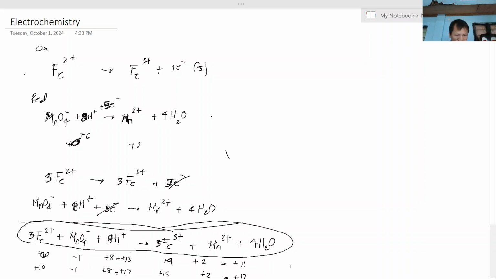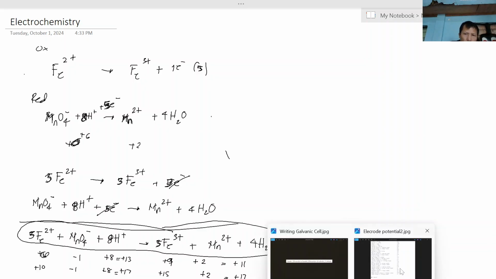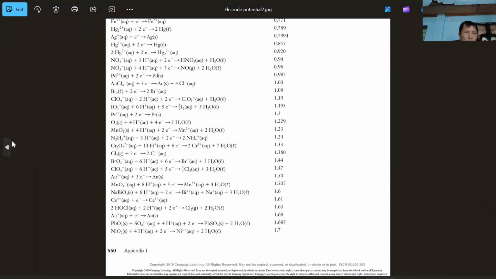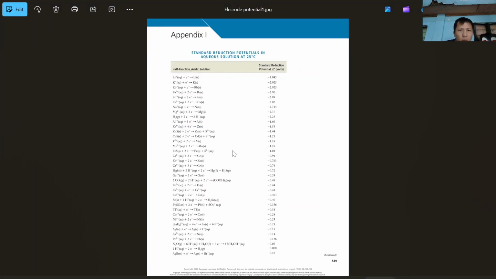Okay. So that's the balanced equation: 5Fe2+ plus MnO4-, 8H+ in acid. If that is in base, though, that's a problem. I think we have to look at your Mn and MnO4, if it occurs in base or in acid. We can look. I think this is acid. Anyway, let's see if we can get something out of this.